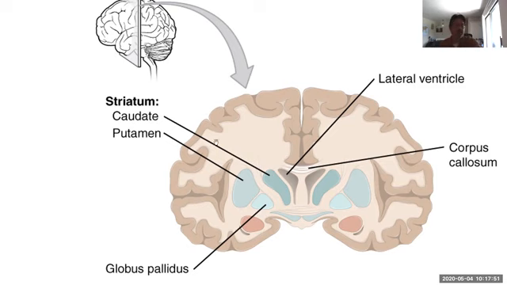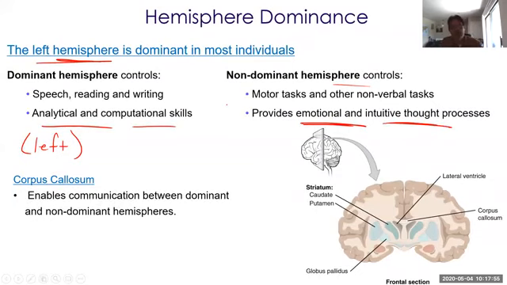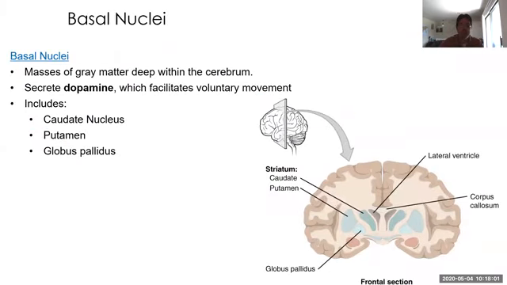All right, that's enough for the cerebral cortex. Now I want to introduce a couple structures deep inside the cerebrum. If you look deep inside the cerebrum, you're going to see a group of very large nuclei, these big areas of gray matter. These are collectively called the basal nuclei.